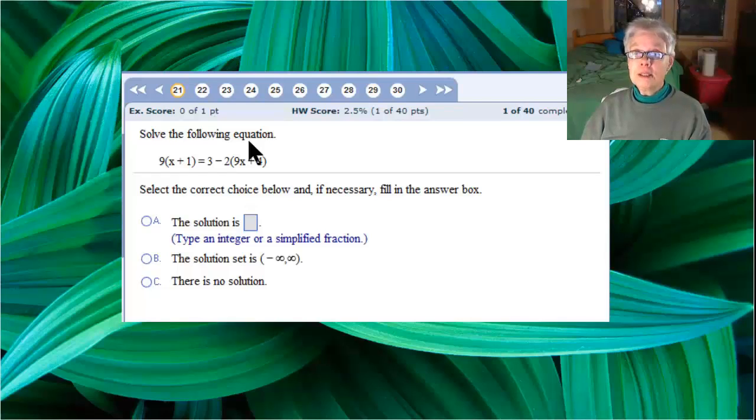Okay, solve the following equation. Welcome to homework problem number 21. We're going to be solving this distribution equation. Calculating the solution requires some rather advanced distribution. So let's get to it. Number 21.